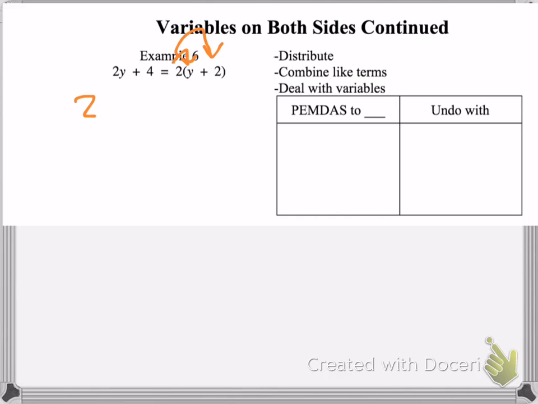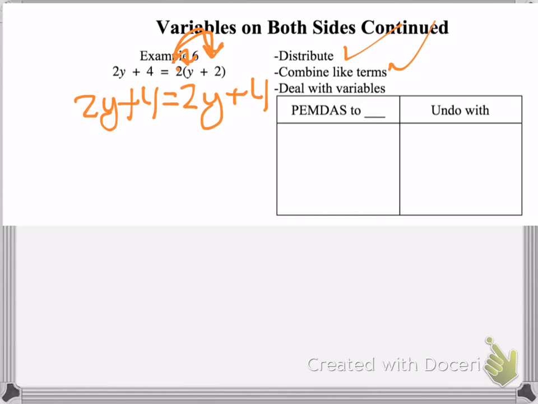So I'm going to keep this 2y on the left, plus 4. I've got 2 times y, which is 2y. I've got 2 times 2, which is 4, so 2y plus 4. We distributed. Combine like terms on the left and on the right. I don't see any like terms to actually combine, so we're good to go on that one. And then we're going to deal with the variables.